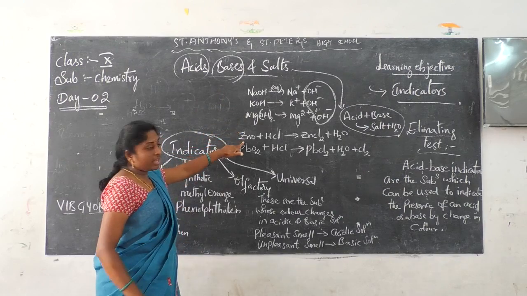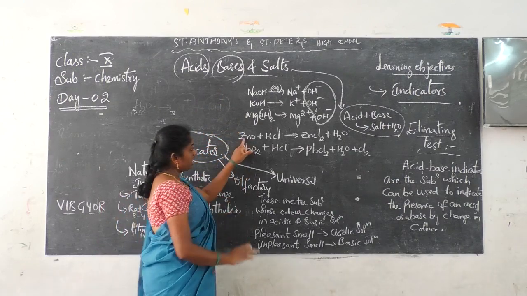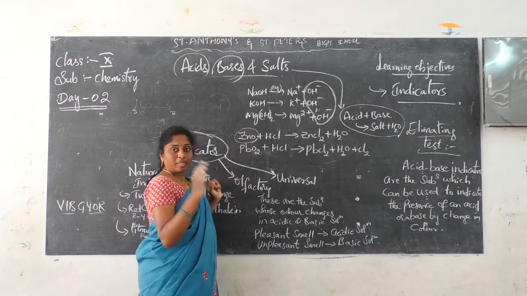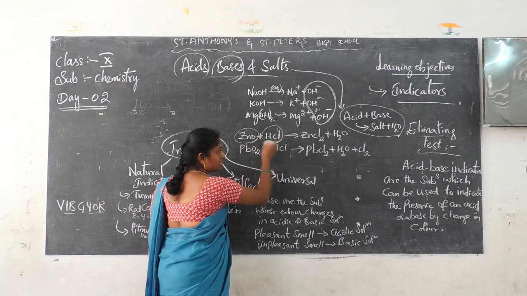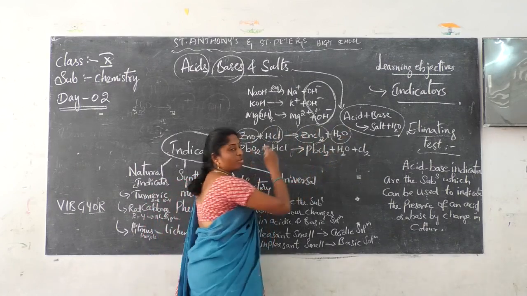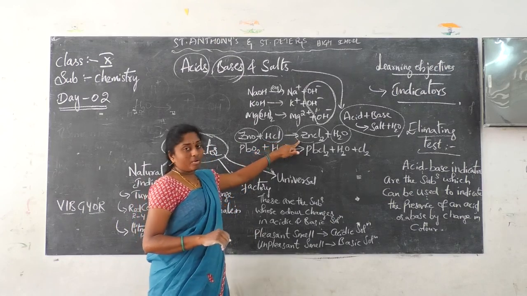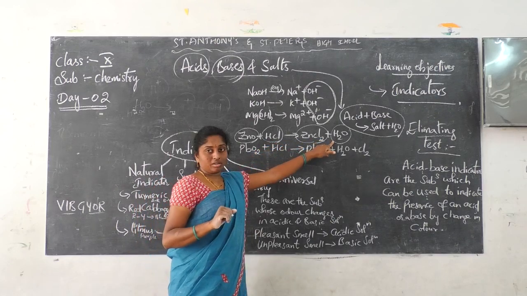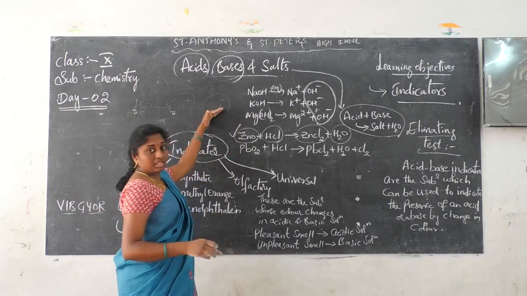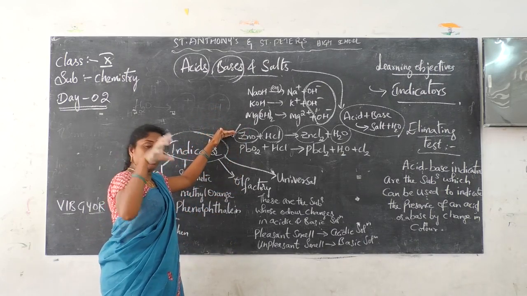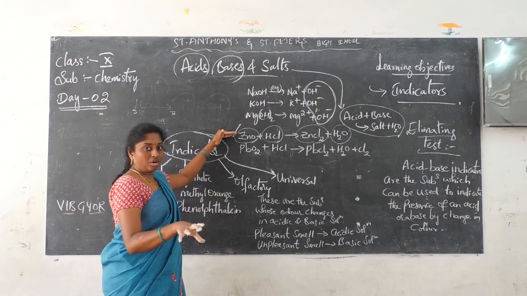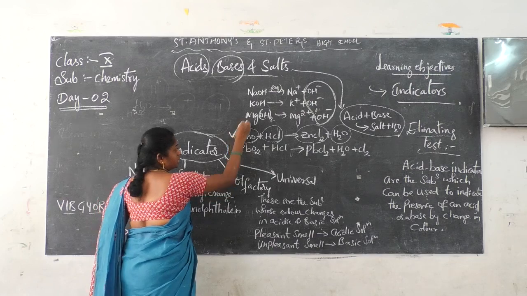For example, you can see here, zinc oxide is reacting with an acid. Zinc oxide is a base. Here it is reacting with an acid and gives rise to salt and water. What is the salt here? Zinc chloride is the salt, along with water. So this comes under the base because the base, when reacting with an acid, has to give only the salt and water. Then it comes under the base.